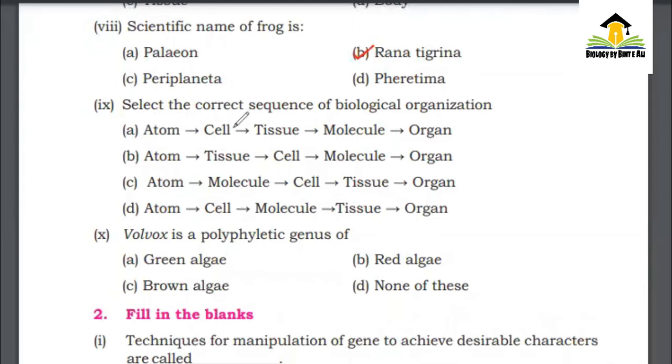MCQ number 9, select the correct sequence of biological organization. A. Atom, cell, tissue, molecule, organ. B. Atom, tissue, cell, molecule, organ. C. Atom, molecule, cell, tissue, organ. D. Atom, cell, molecule, tissue, organ. The right answer for this MCQ is C: atom, molecule, cell, tissue, and organ.